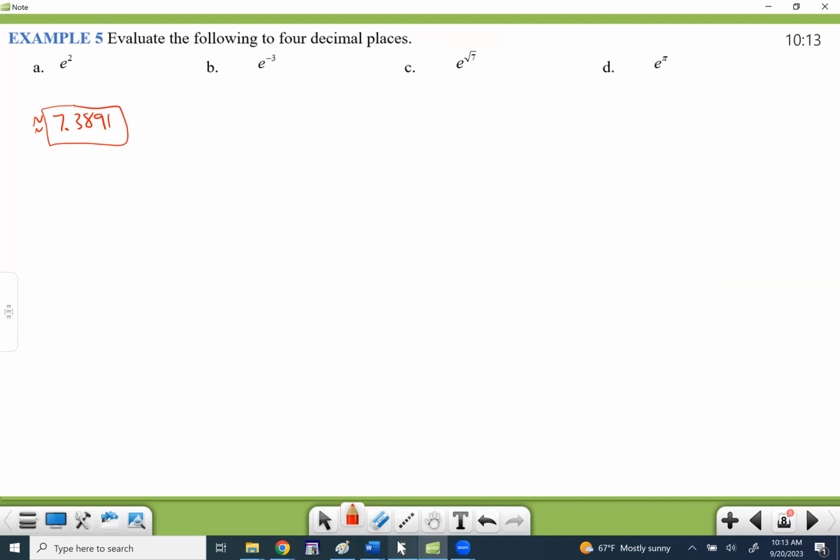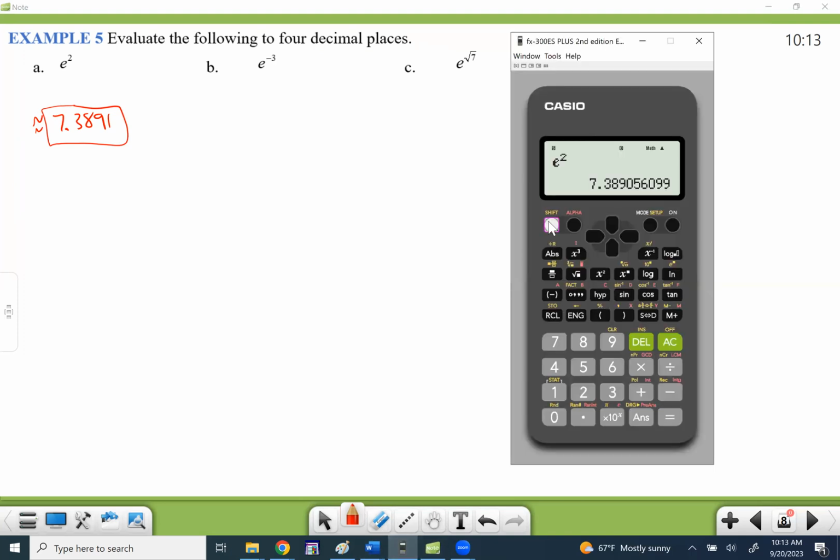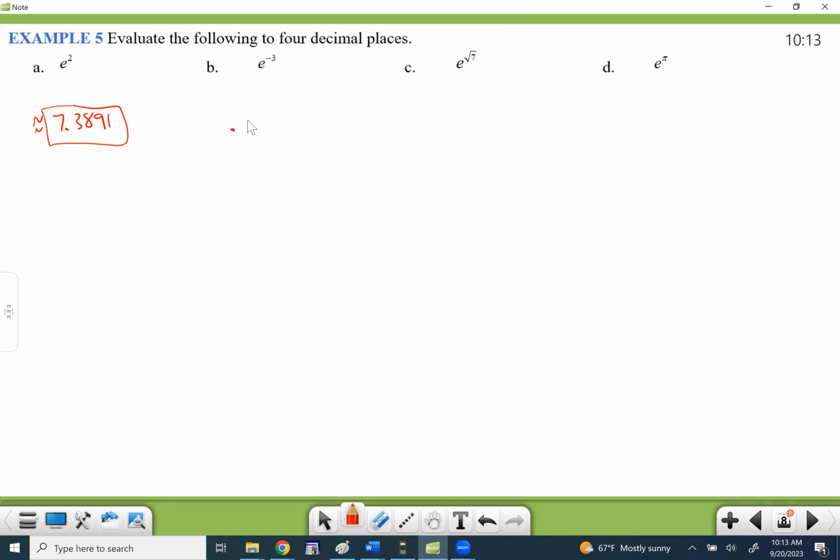e to the negative 3. All right, shift e. Don't forget the negative is different than the minus on a lot of calculators. All right, 4 decimal digits. So 7 is in the 4th spot. 8 is going to round it up. So it's going to be 0.0498.